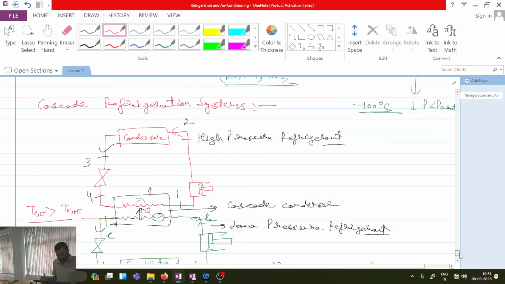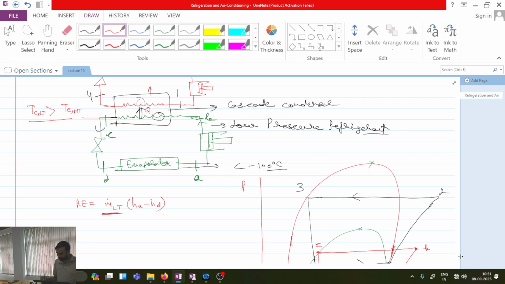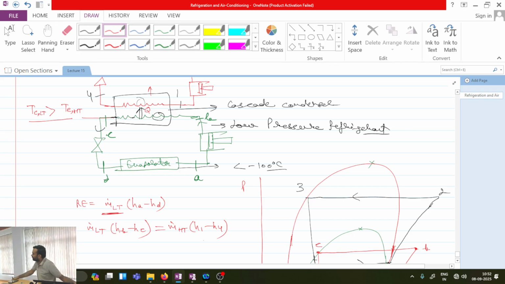Now, what will be mass flow rate of HT? How to calculate? LT is entering into this cascade condenser and changing enthalpy from B to C. So m dot LT into HB minus HC. Under the steady state condition, this entire heat should go to the top one. So say top one is having mass flow rate of m dot HT. Then m dot HT into enthalpy is changing from 4 to 1, so H1 minus H4. This is after applying energy balance across the cascade condenser.